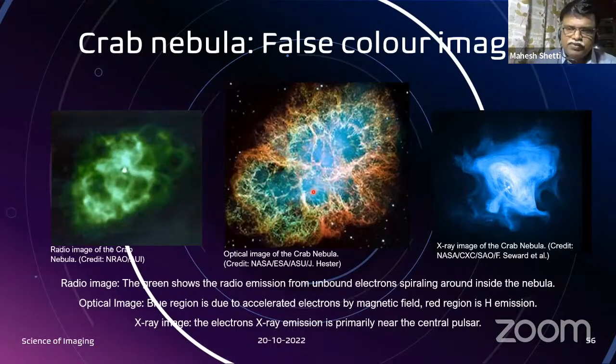Okay, it's one of the beautiful objects in the sky, but you can see the fuzziness. Of course, you can't see this kind of clarity because these pictures are taken with space telescopes or larger telescopes. In the optical image, the blue region is due to accelerated electrons, and the red region is hydrogen emission lines. Okay, now why is this information given? Because this is false coloring. These are not the real colors.